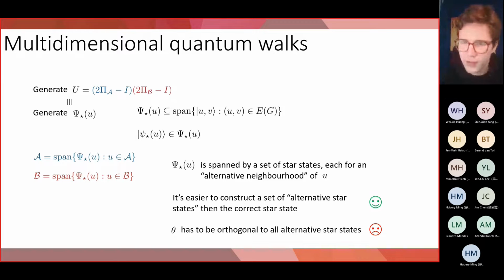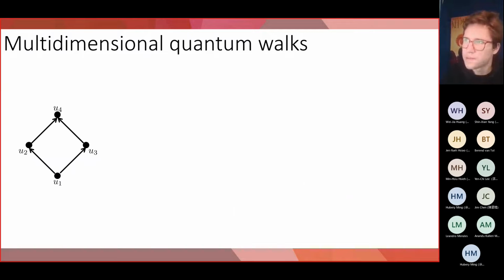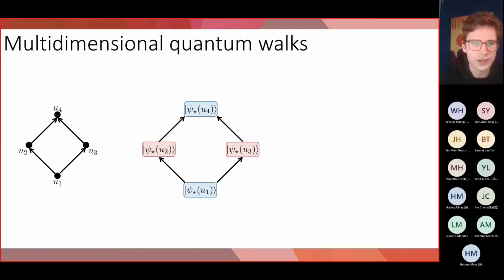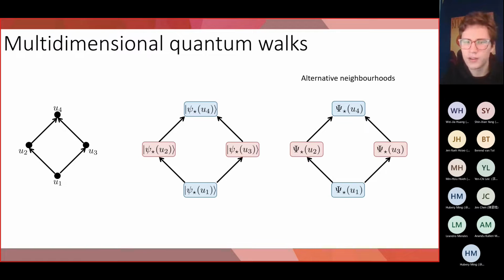To give another picture of what's going on, in multidimensional quantum walks, we have some graph with vertices. What we used to do is for each vertex, we would just create a star state. But now instead of creating star states, we're going to be creating star spaces for each vertex. And this we call alternative neighborhoods. It's one of the two main things how our framework improves on the electric network framework.